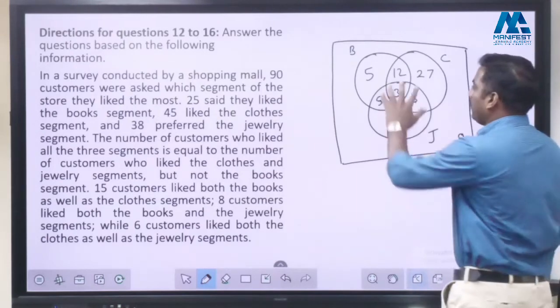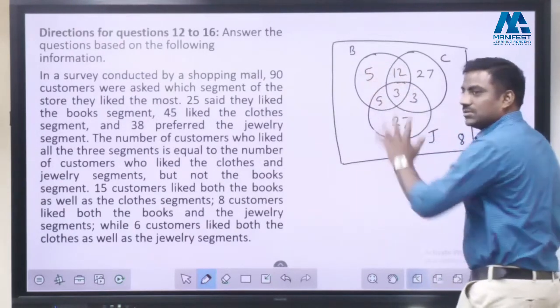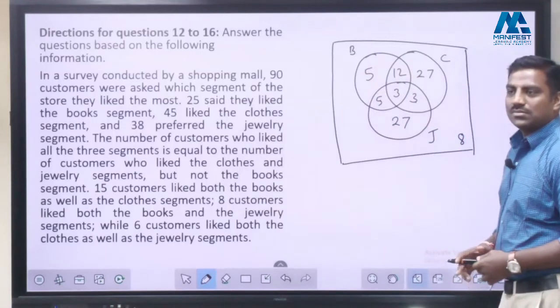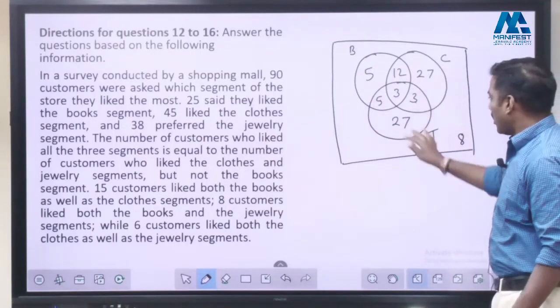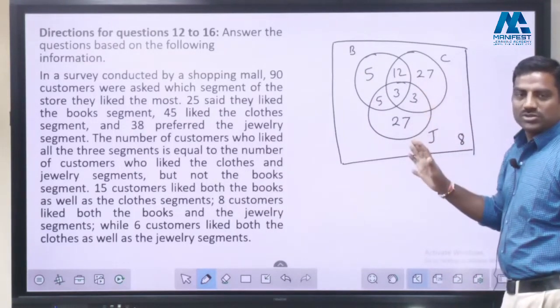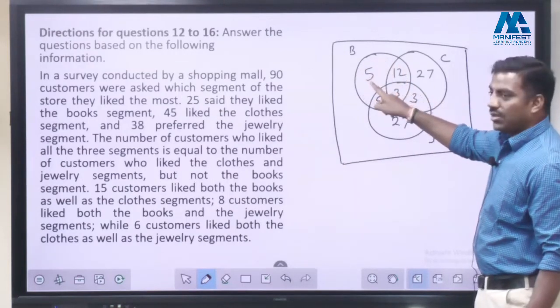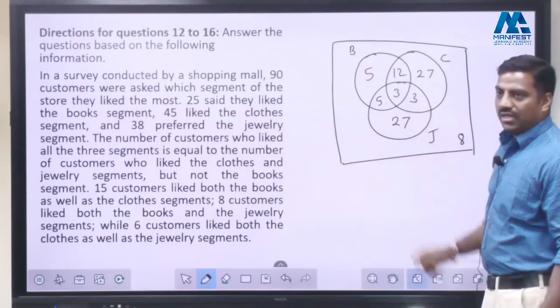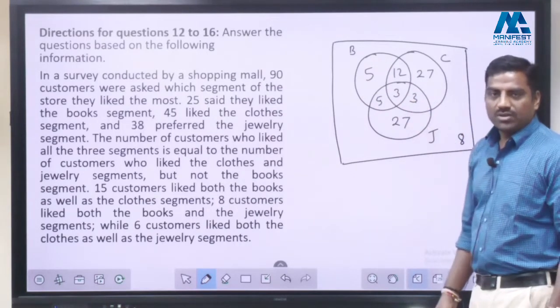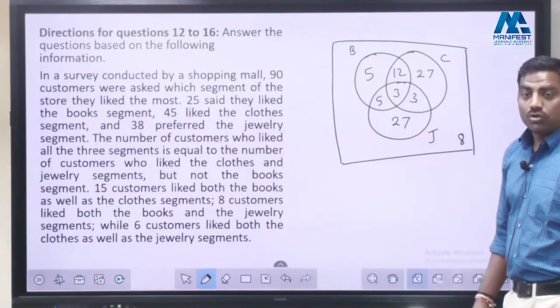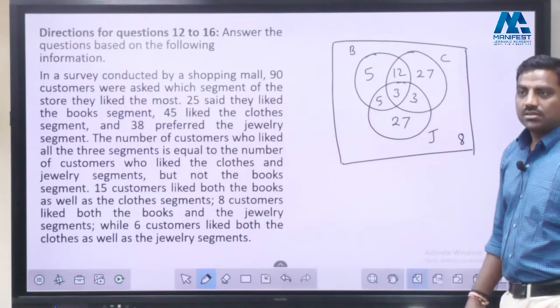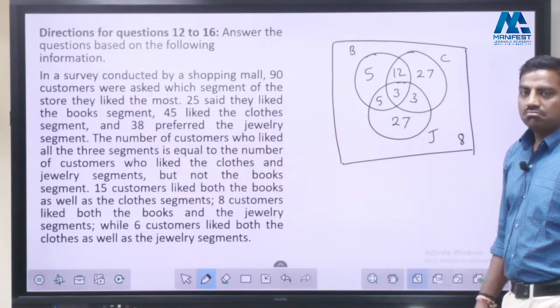These are the people who like books. Rest all of them don't like books. So only these fellows like books. So how many? 5 plus 12 plus 5 plus 3. 25 of them. Only 25 of them like books. All others don't like books at all.